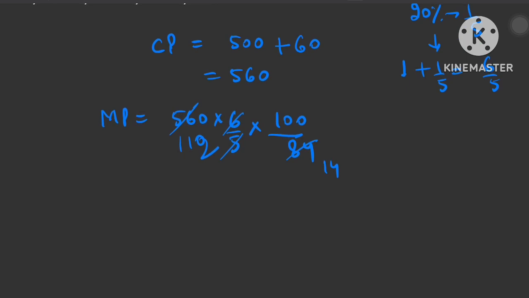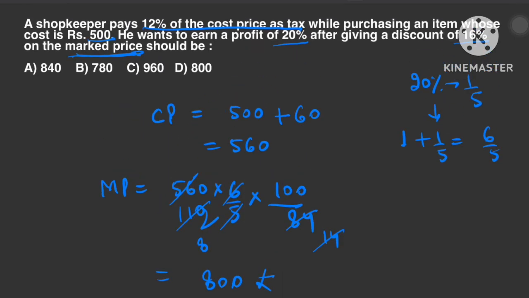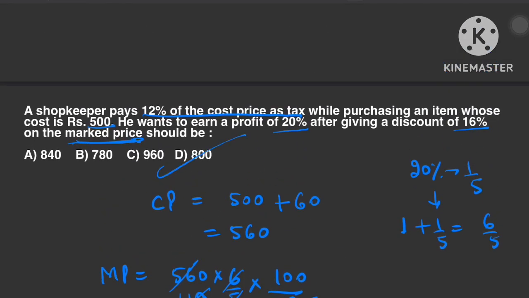Fine. If you further solve it, you will get mark price as 800. Fine. So 800 will be your answer. Option number D will be your answer.